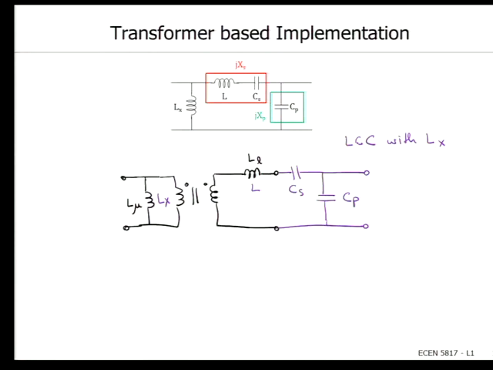Although the LLC can also be made from the same transformer. Basically, I just flip this over and throw out CP, and it becomes the LLC. But yeah, we are talking about the LCC. So it becomes the LCC with this extra LX. Just two extra capacitors. One transformer and two capacitors, and you're done. So here's your transformer, and your two capacitors.